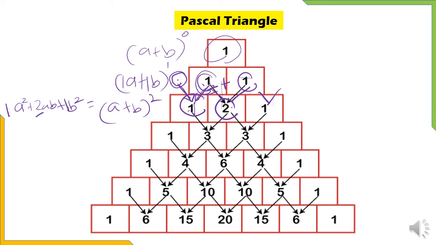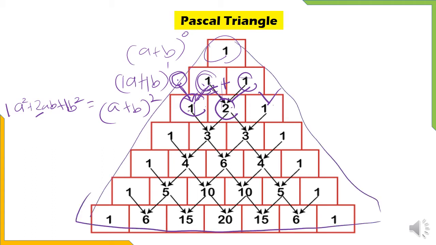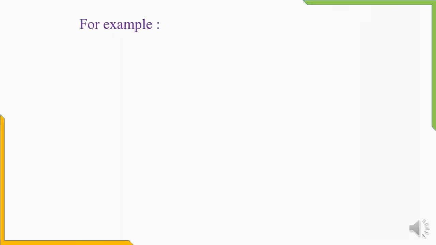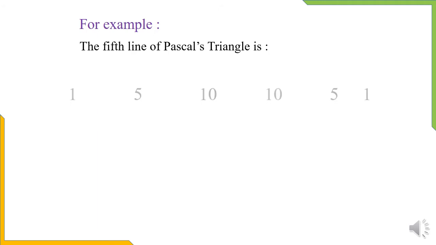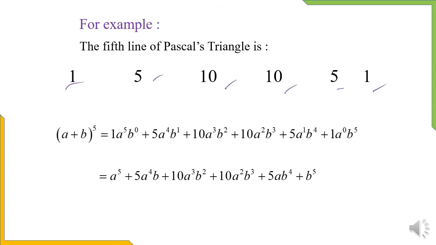So we continue up to the next levels. Okay, so do you want to find (a plus b) to the power of 8? It will be a hassle because we need to do all the steps first to get to that level. For example, we have the fifth line of Pascal triangle here, which is 1, 5, 10, 10, 5, 1. 6 terms, so n plus 1 terms. And this is for (a plus b) to the power of 5.